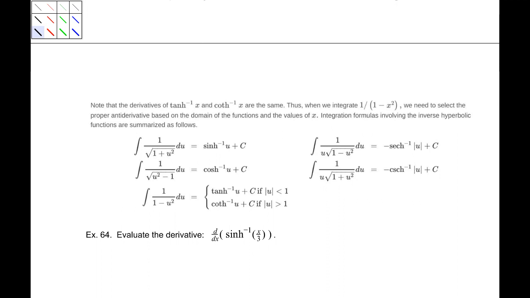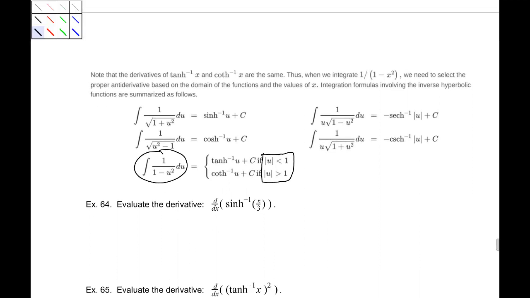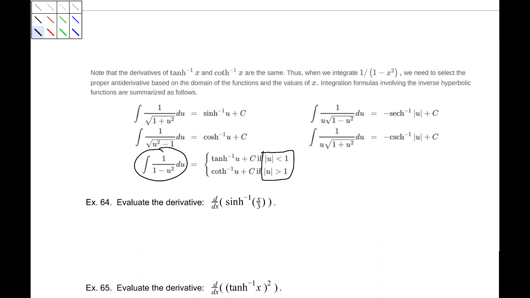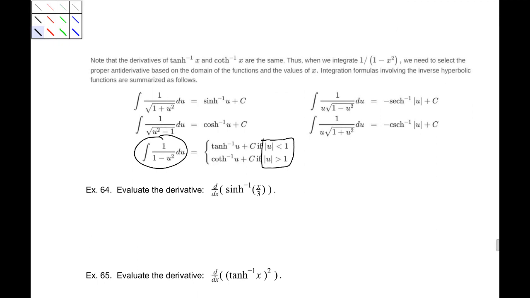Now, one thing to notice is that there's one of these that has two antiderivatives. This one right here has two antiderivatives. So there's inverse hyperbolic tangent, and inverse hyperbolic cotangent. And that depends on the size of our u: whether the absolute value is less than 1, or the absolute value is greater than 1. So we'll see that as we need it. Get your chart handy from that last page as we look at the derivatives first.